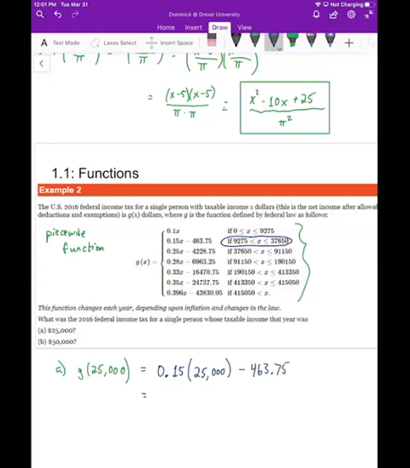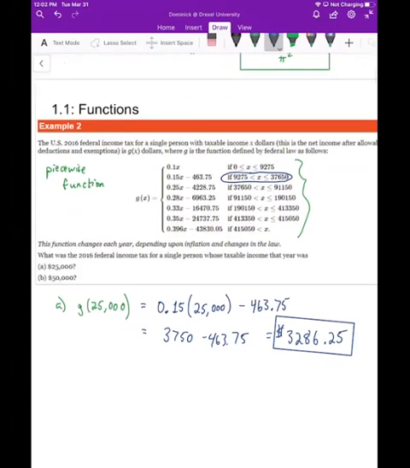Now, of course, this is something that we could use the calculator for, which I'm going to do here. We can take 0.15 times 25,000, and that will give us 3750. And then we want to subtract 463.75. So if we do that, we get $3,286.25. And that would be the income tax for somebody that made $25,000.